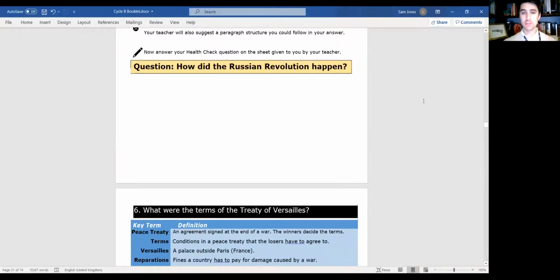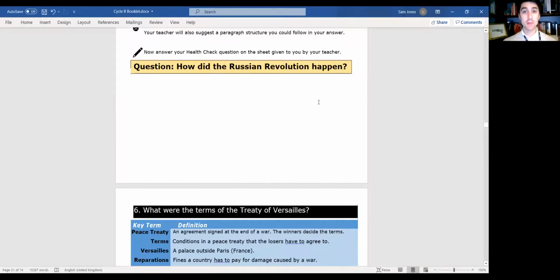How did the Russian Revolution happen? If you would like to plan your answer there, then by all means, I would suggest that you plan at least 3 paragraphs: 1 paragraph on root causes, a 2nd paragraph on underlying causes, and a 3rd paragraph on triggers of the Russian Revolution. So you can plan your answer in that space at the bottom.